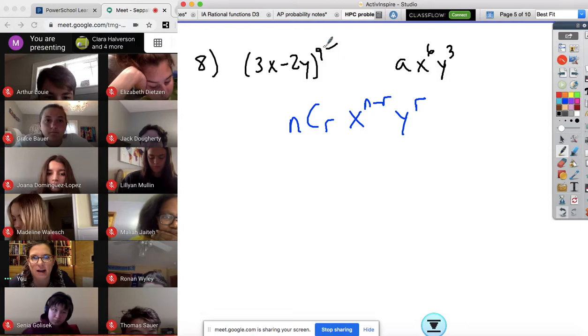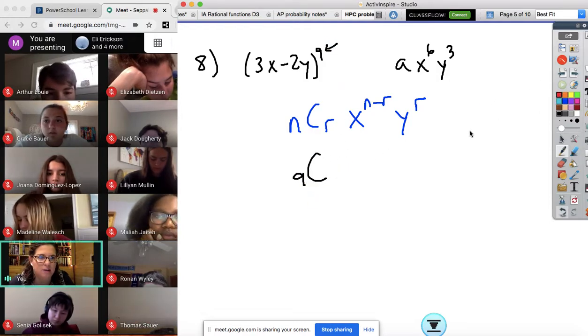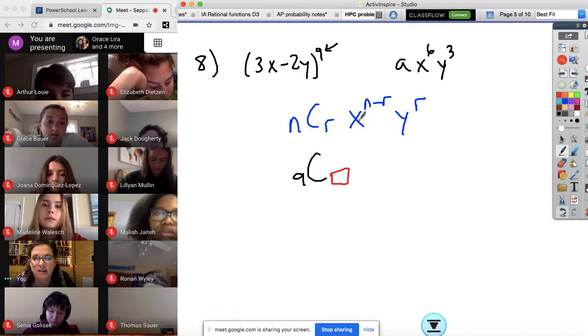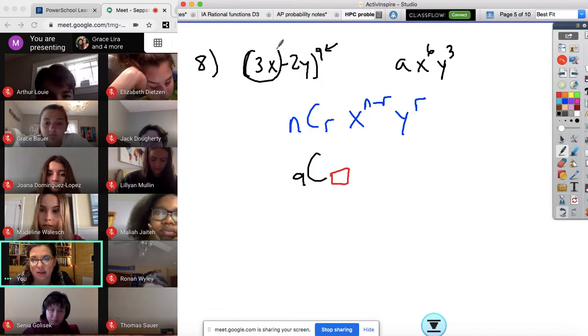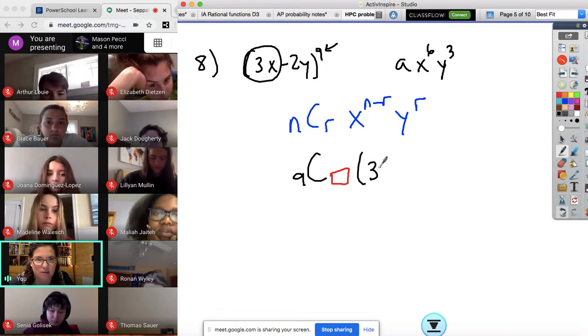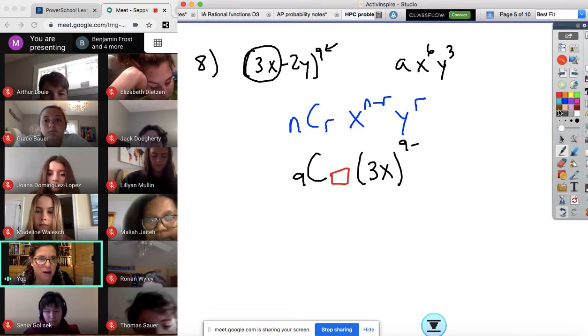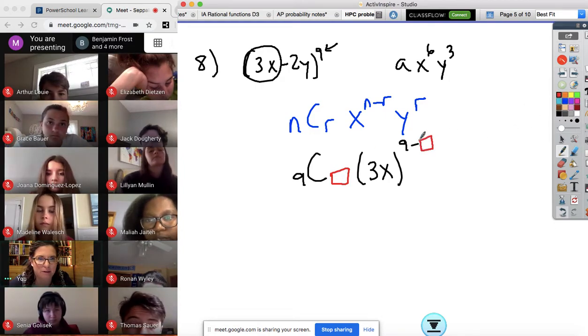And the 9, that is the n. And I don't know what r is yet, so I'm just going to put a generic box there. X, in this problem, is a 3x. It's whatever is listed first in the binomial. So it's a 3x, and that's going to get raised to the n minus r, which would be 9 minus red box.